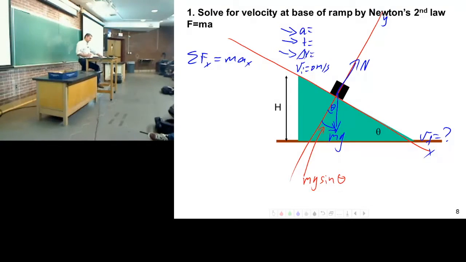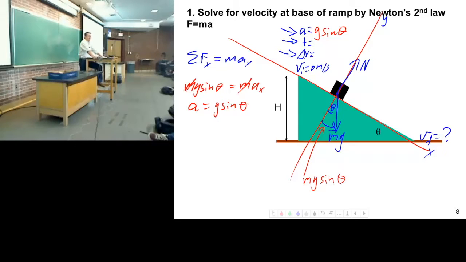Okay. Any other forces acting in the x direction? No, right? So mg sine theta equals m a_x. What do I see go away? Mass, therefore the acceleration is g sine theta. Hey, so now I know what A is. g sine theta. I still have t and delta x unknown to me.